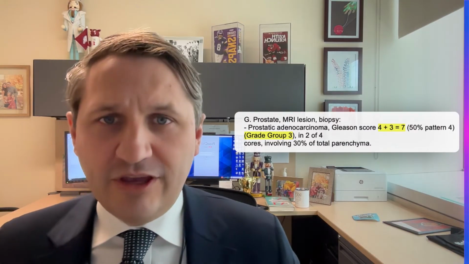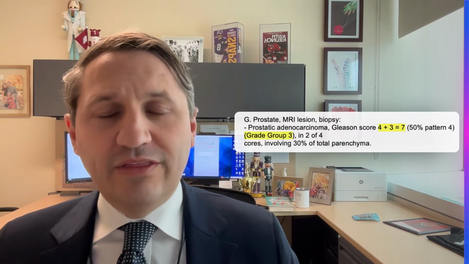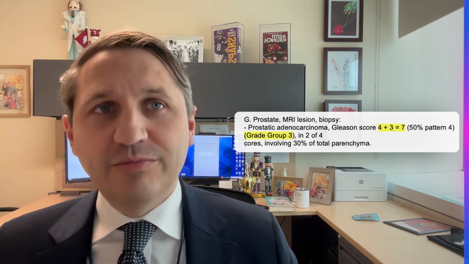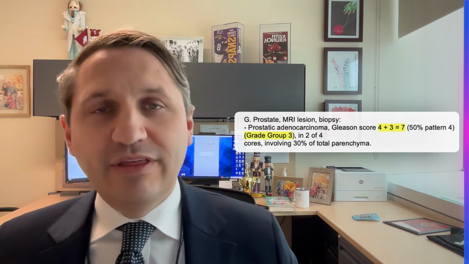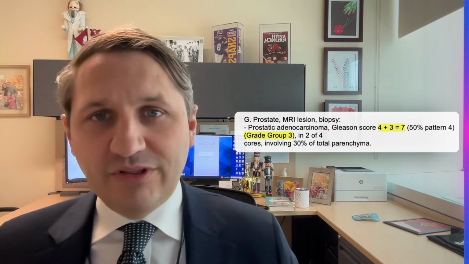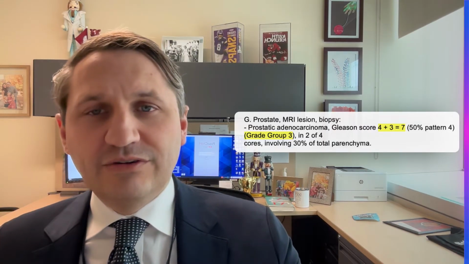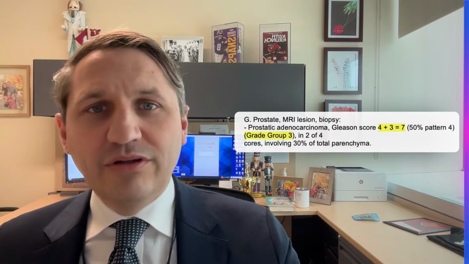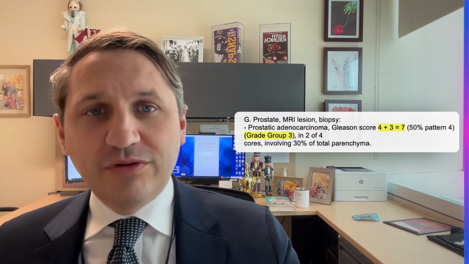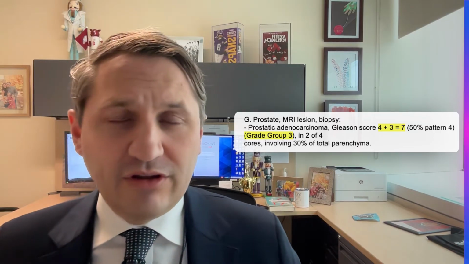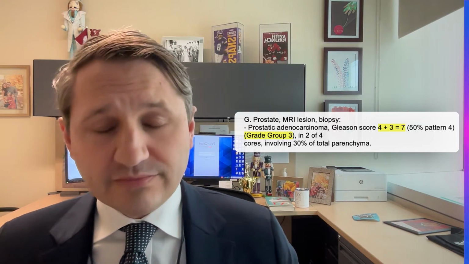Then the next sample of interest was the suspicious lesion that was found on MRI, and in this fake patient, they had that lesion specifically targeted. And so for this patient, for the prostate adenocarcinoma, they have Gleason 4+3 equals 7, and that puts them in a category called grade group 3.